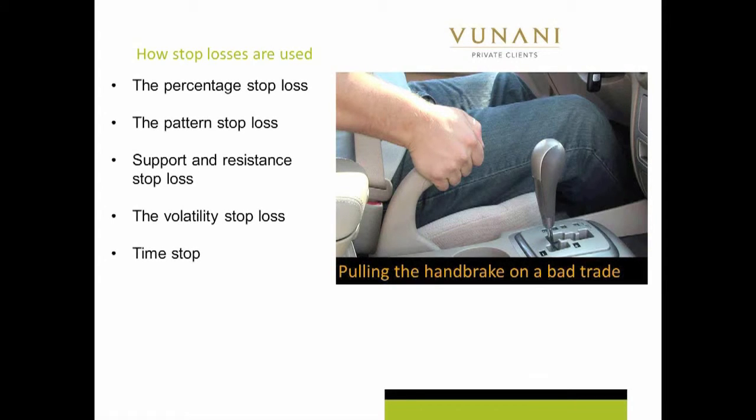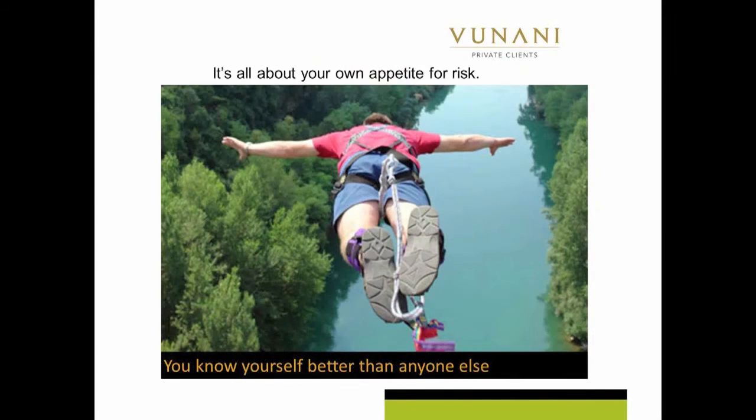Guys often get in and out at exactly the wrong time. And then a time stop, also very important, because trades end up costing you money if you hold them too long. So let's take a look at some of these.